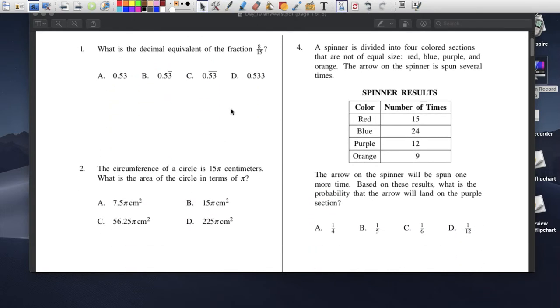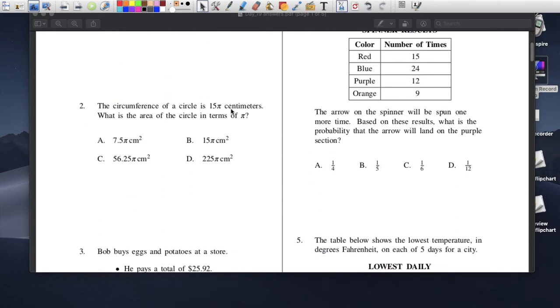Okay. Number 2, the circumference of a circle is 15 pi. So what is the area? Okay, so I know the circumference, so pi d. And remember, this is your area formula. To find the area, I need the radius, and I can't find the radius, right? Not yet. So I'm going to use the circumference, which is what's given to us, to find the diameter, and then cut that in half and use it here.